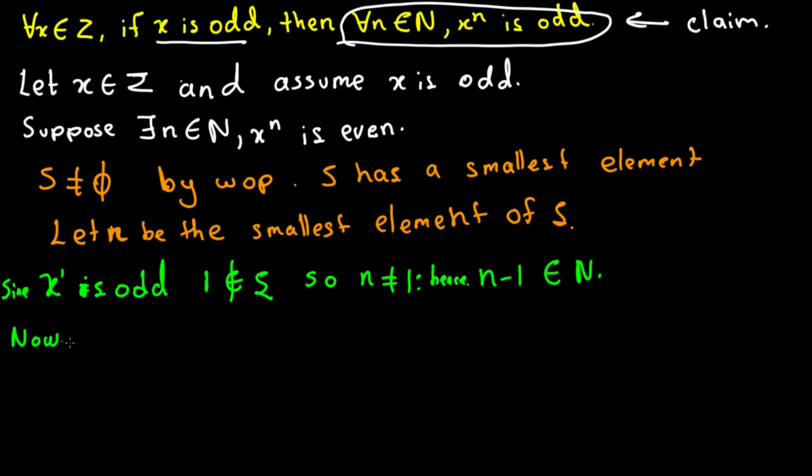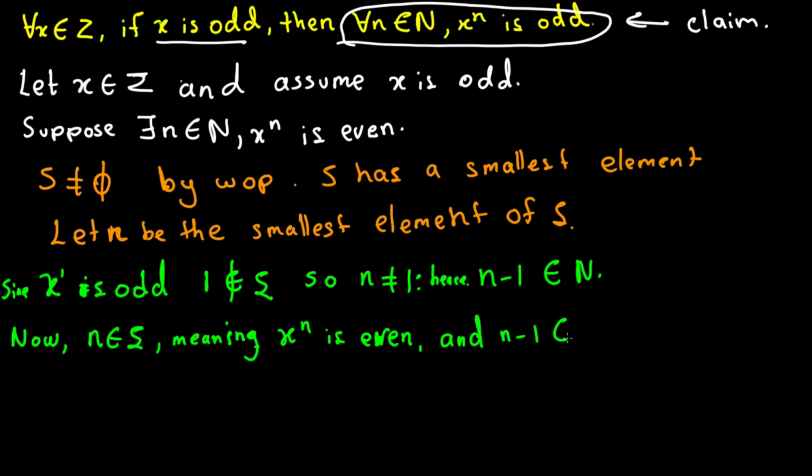Now n belongs to the set because n is the minimum number, and since this should be satisfied for the whole set, it has to be satisfied for the minimum too. So x power n is even, and n minus 1 doesn't belong to the set, meaning x power n minus 1 is odd.